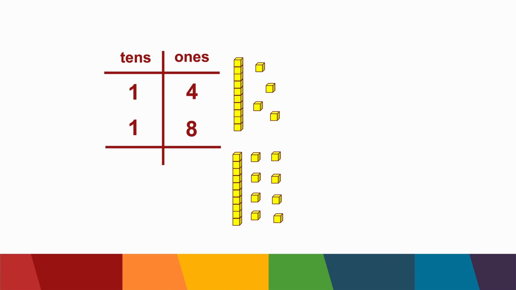Here we have 14 plus 18. We start in the ones column. We add the 4 plus the 8 equals 12. 12 is actually 1 ten and 2 ones. We give the 1 ten to the tens column. And we carry down the 2. Then we add our tens column. 1 plus 1 plus 1 is 3. 14 plus 18 equals 32.